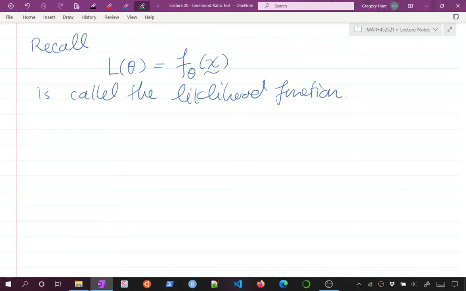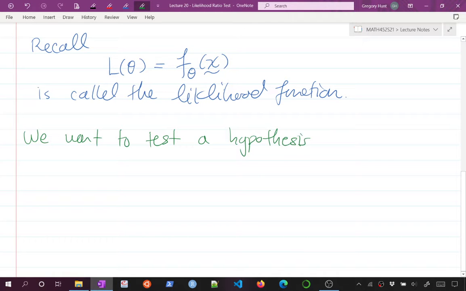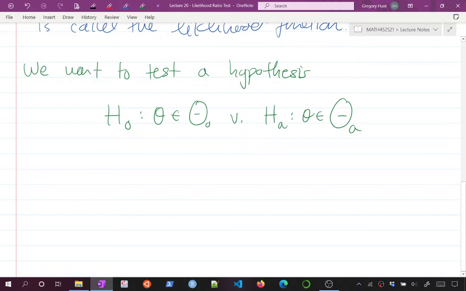So how are we going to use this likelihood function to build a hypothesis test? Consider that we want to test a hypothesis. Our hypothesis is going to be some null hypothesis that theta is in theta naught versus some alternative hypothesis, HA, that theta is in some set capital theta A. This is our general hypothesis test setup. So we want to test this hypothesis, and we're going to do that with the likelihood ratio test.